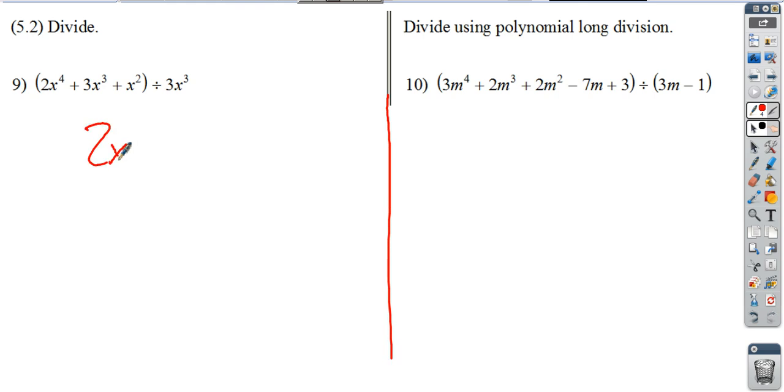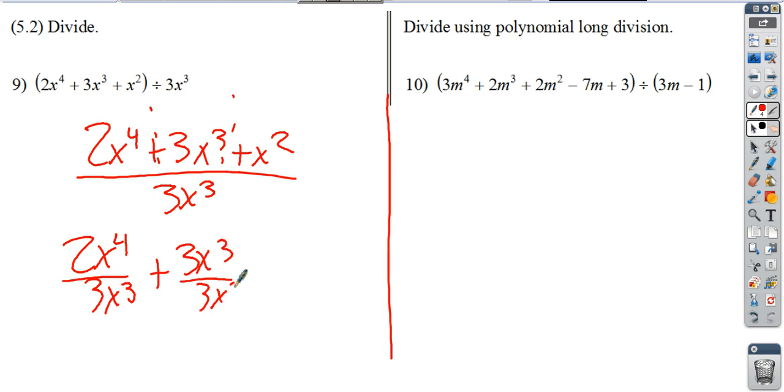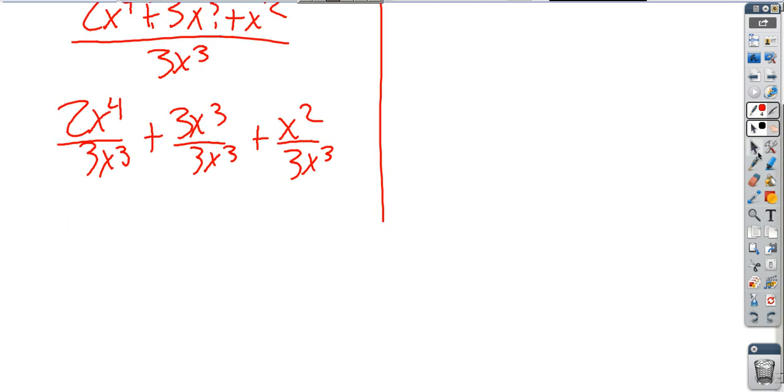So here's the basic type. We'll do 2x to the 4th plus 3x cubed plus x squared, and we're dividing this whole thing by 3x cubed. That just means dividing each of these terms individually by 3x cubed. Basically, you can split each of these down the middle and put them all over 3x cubed. That's what we'll do. And then from this point, we just apply those laws of exponents that we talked about before. So 2 over 3 stays the same, and we subtract those exponents, we would get x to the first. So that's the first term.